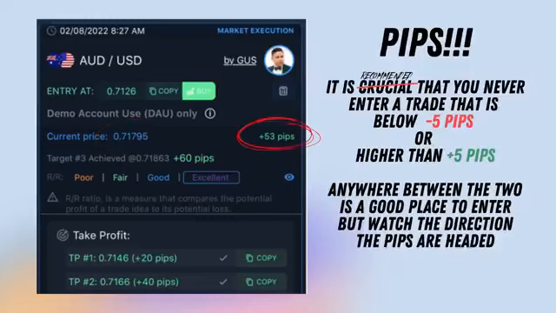And one of the most important things to look at is your pips. Where are they? It is recommended that you never enter a trade that is below -5 pips or higher than +5 pips. Anywhere between the two is a good place to enter the trade, but you want to watch the direction that the pips are headed.